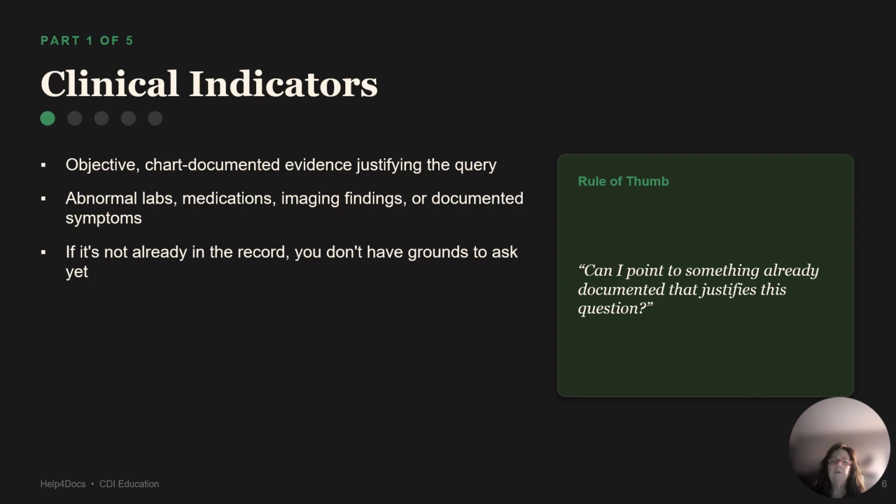Okay, so every compliant query starts with clinical indicators. The objective of that is chart-documented evidence that justifies asking that question in the first place. It could be an abnormal lab value, a medication, an imaging finding, or maybe a symptom that the provider already documented. So the rule is quite simple: if you can't point to something already in the record that justifies and supports that query, you probably don't have the grounds to ask it yet.